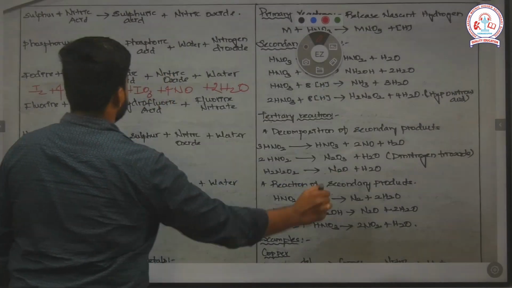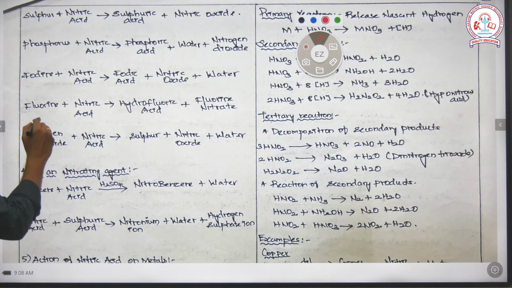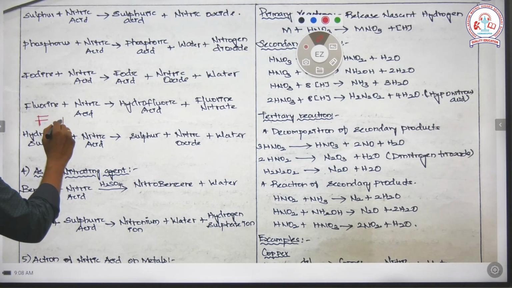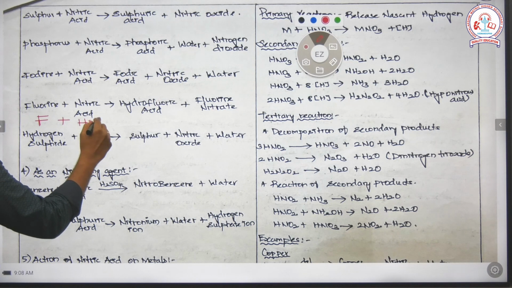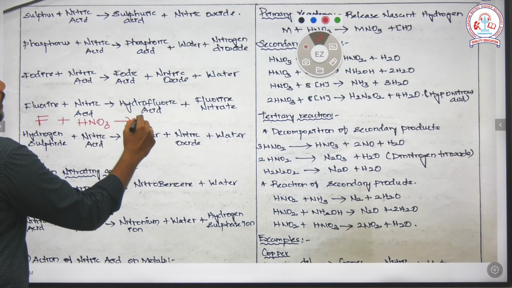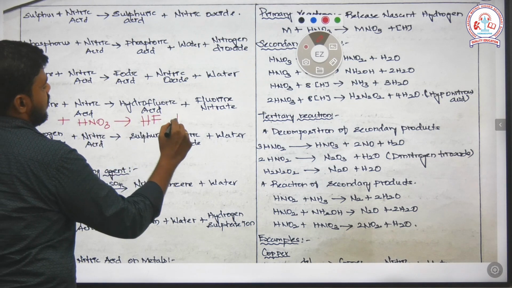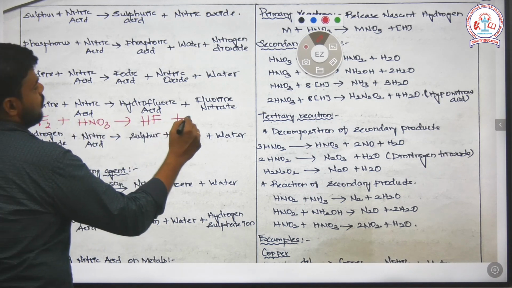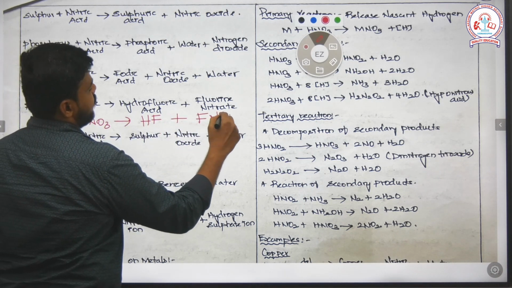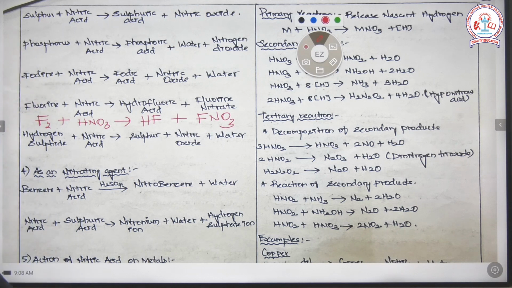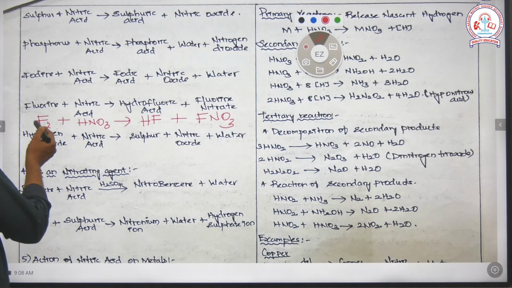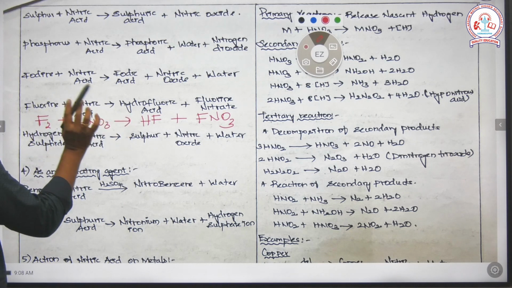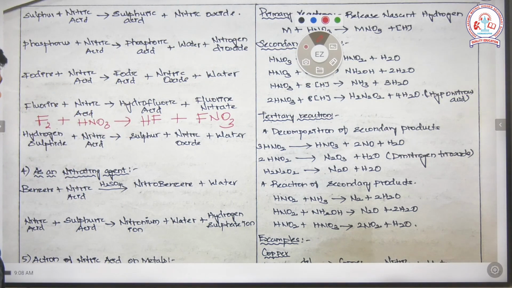Then the next one is fluorine reacts with nitric acid and forms hydrofluoric acid HF and fluorine nitrate NO3F or FNO3. See, that's all. Just one of the hydrogen will take up the fluorine and goes as HF. Then one of the fluorine will combine with the NO3 and goes as NO3F.